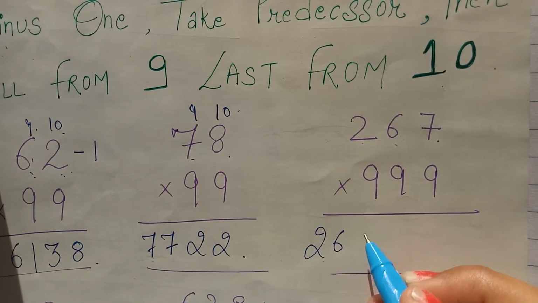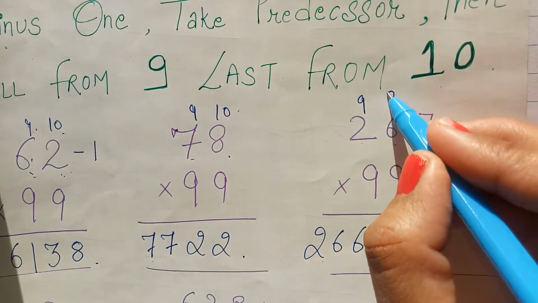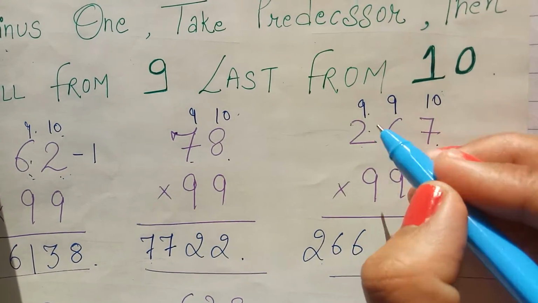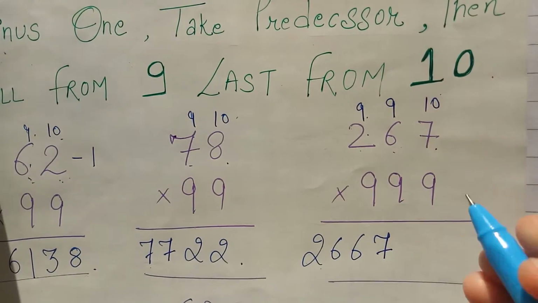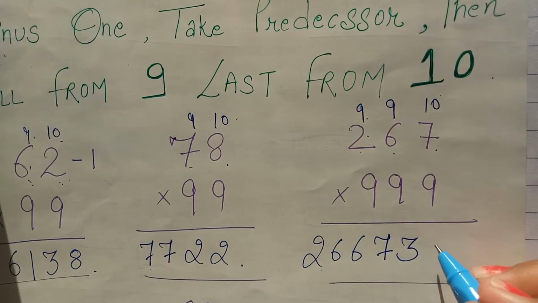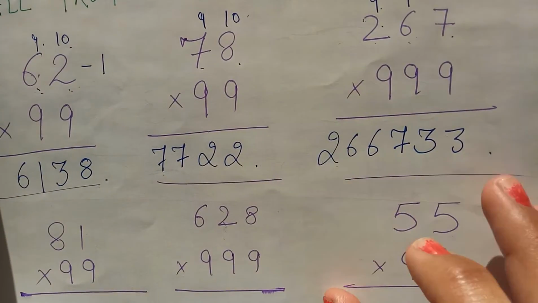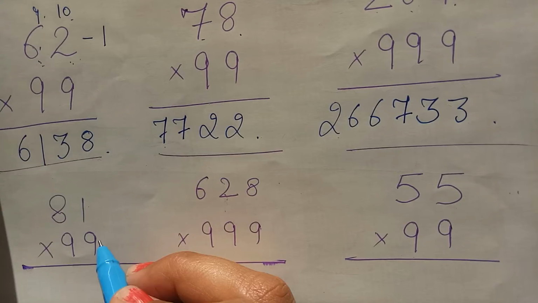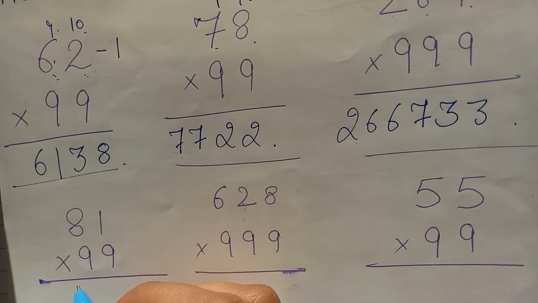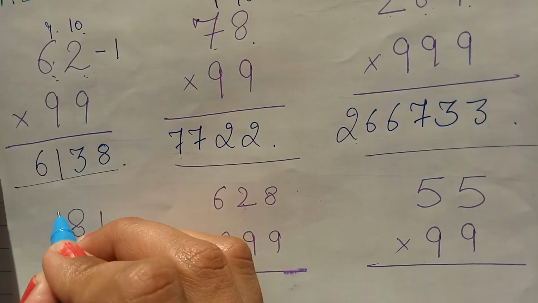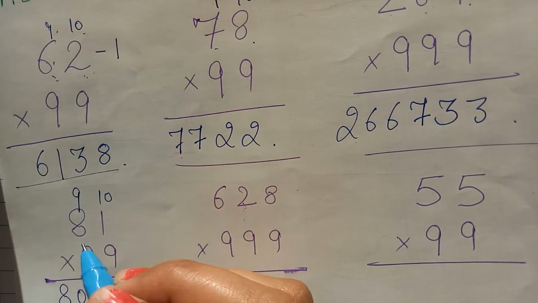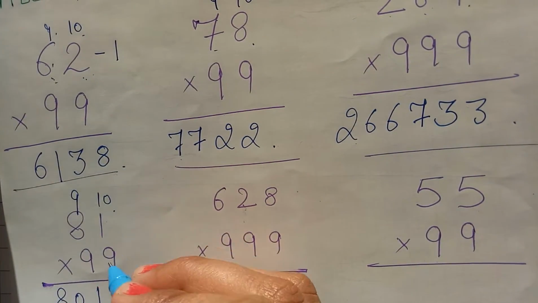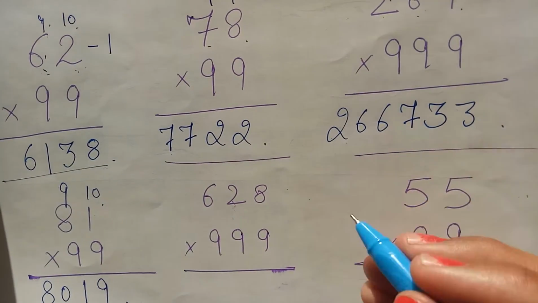267, 266. Then 9, 9 and 10. 9 minus 2 is 7. 9 minus 6 is 3. 10 minus 7 is 3. Here comes your answer. The next is 81 multiplied by 99. 80. Then 9 and 10. 9 minus 8 is 1. 10 minus 1 is 9.